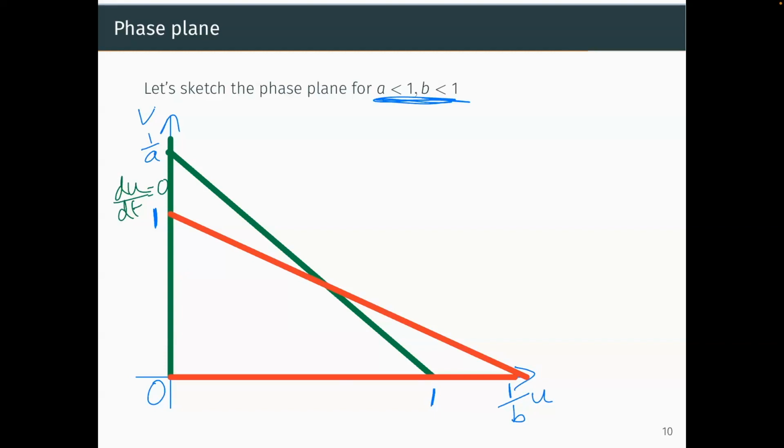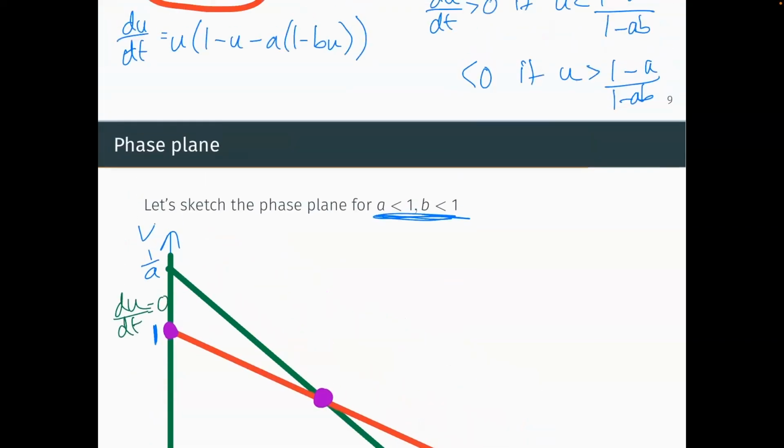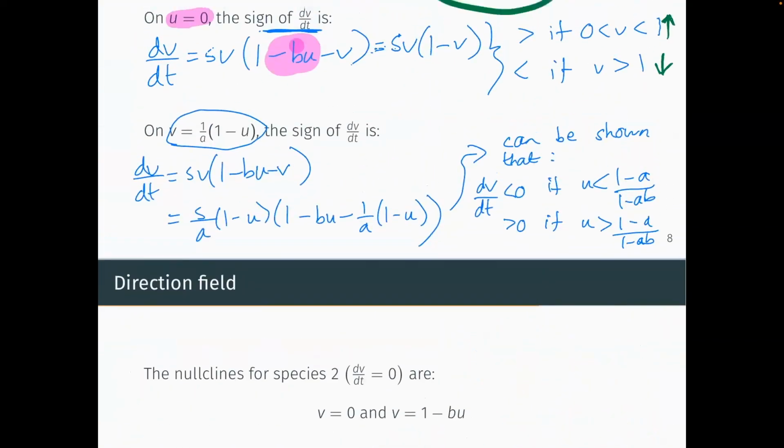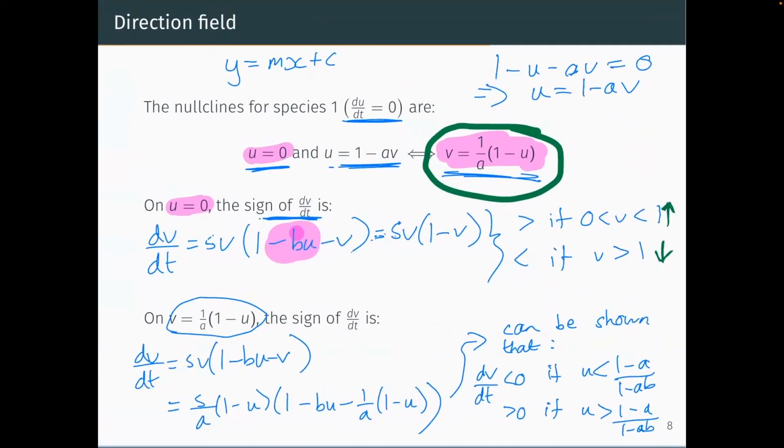Okay, I can now sketch on where my equilibria are. So the intersections of these green and red nullclines, and I have 4 equilibria. So those are my nullclines, those are my equilibria. The last thing to do now is to think about my direction field. So let's go back up to here for nullclines for du dt.